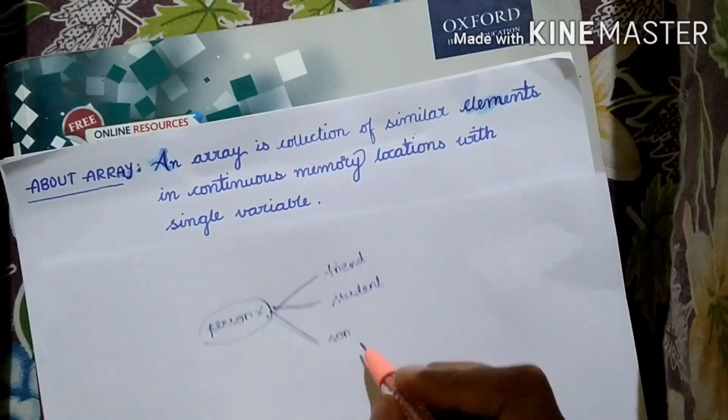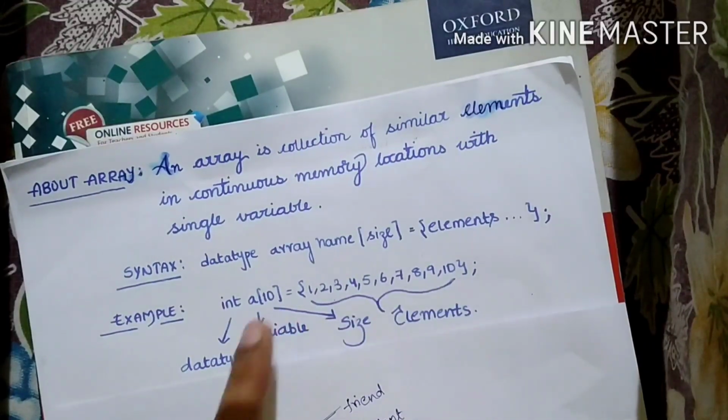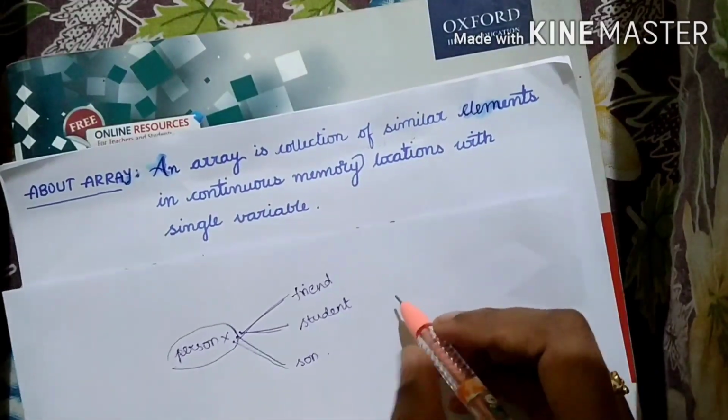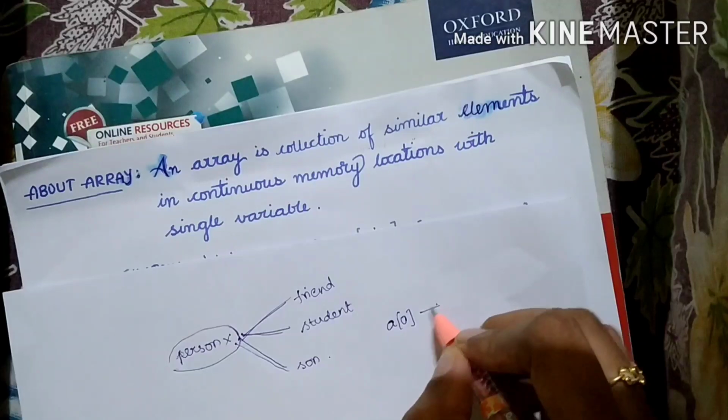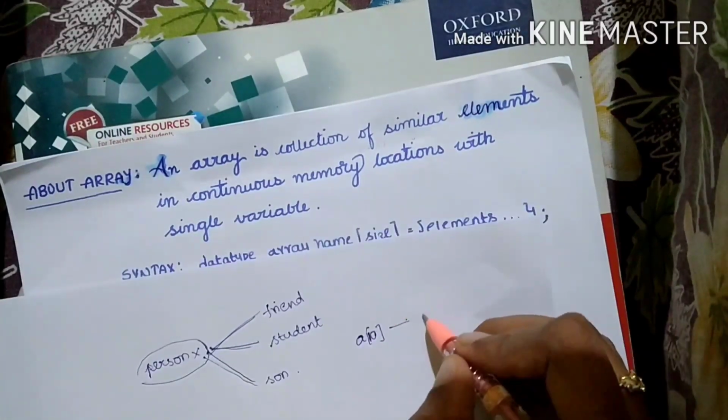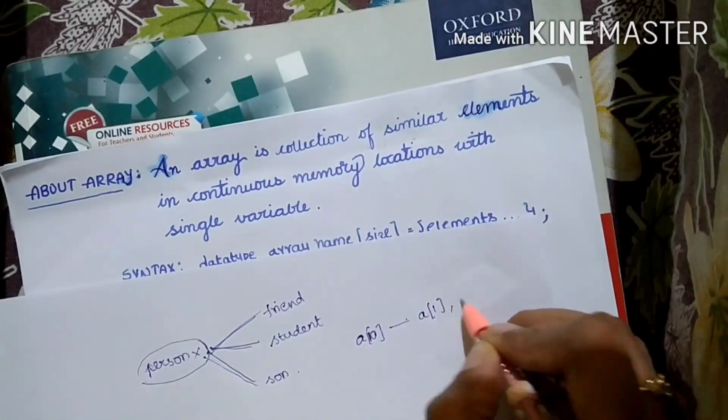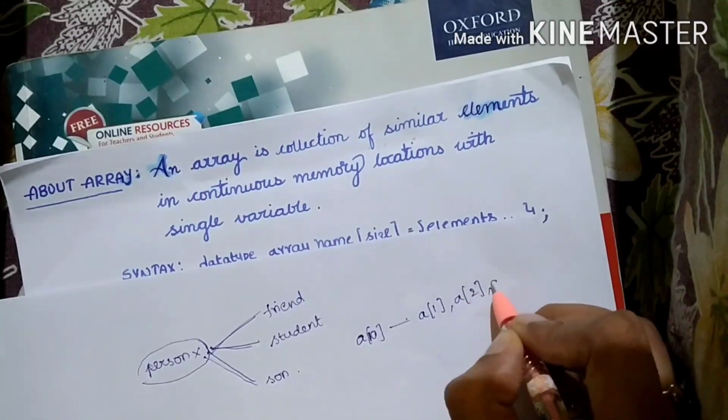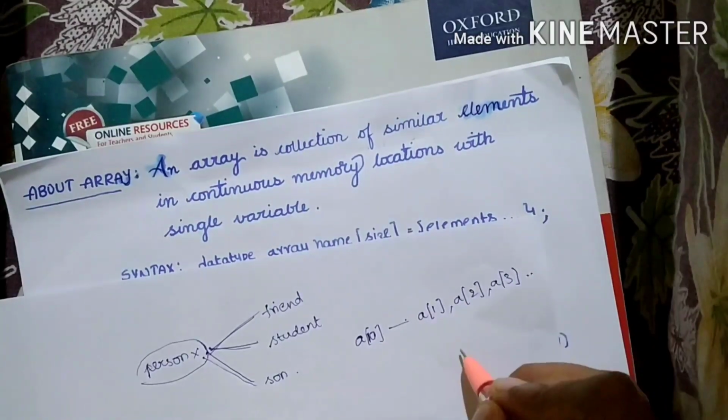Similarly, here a single variable holds different numbers in it. Let's take a[10]. It holds a[1], a[2], a[3] and so on till a[10].